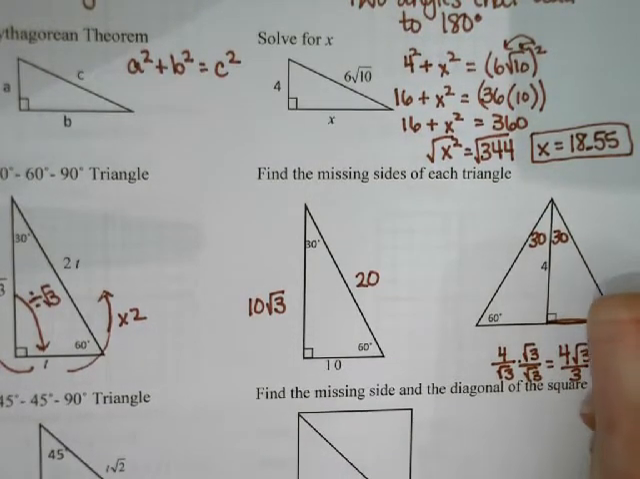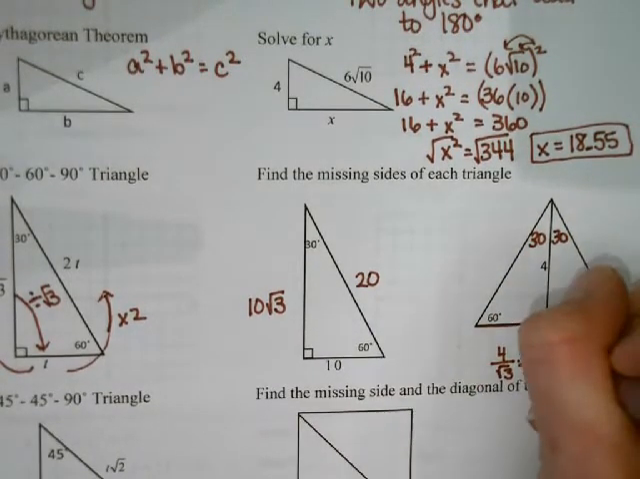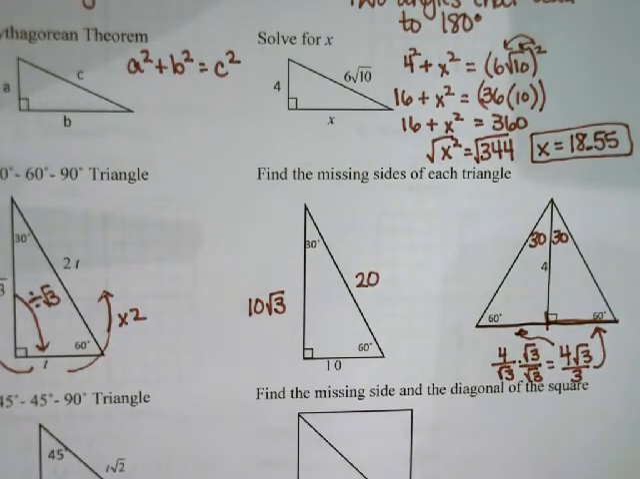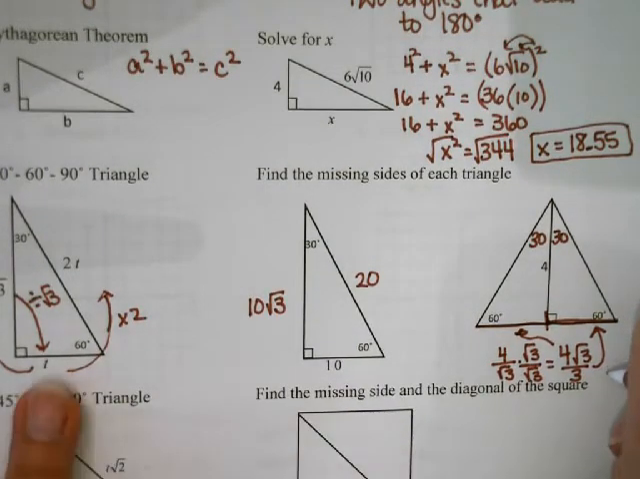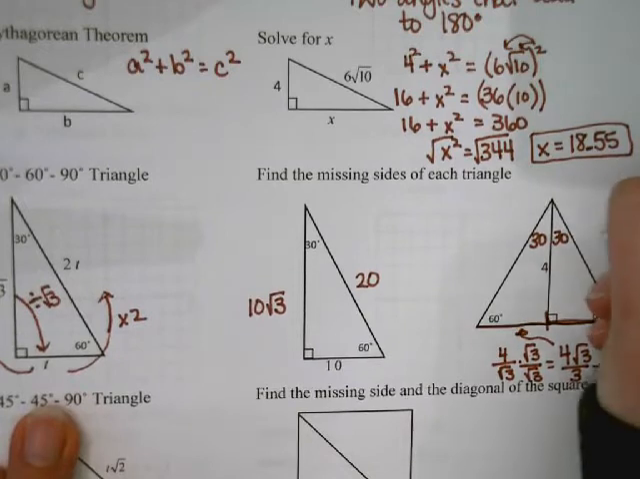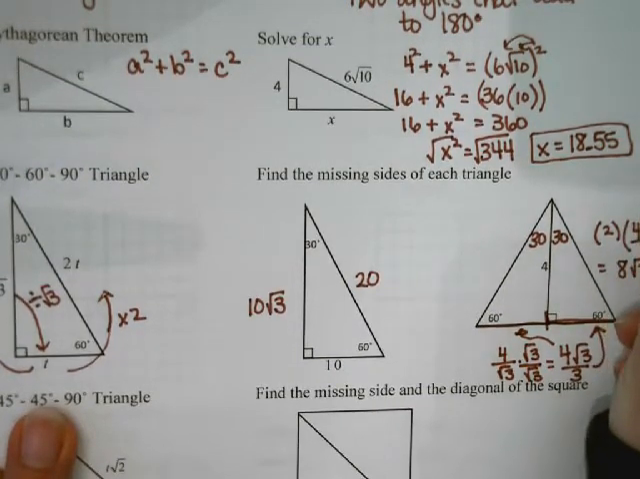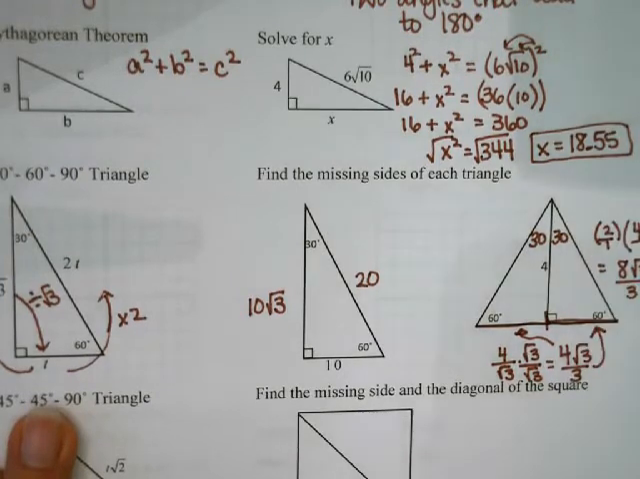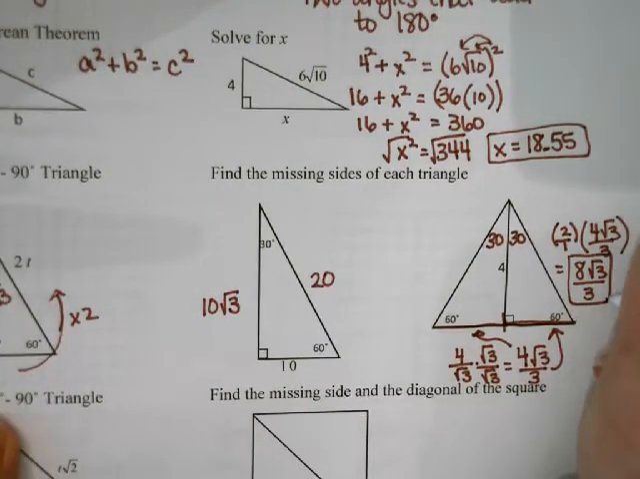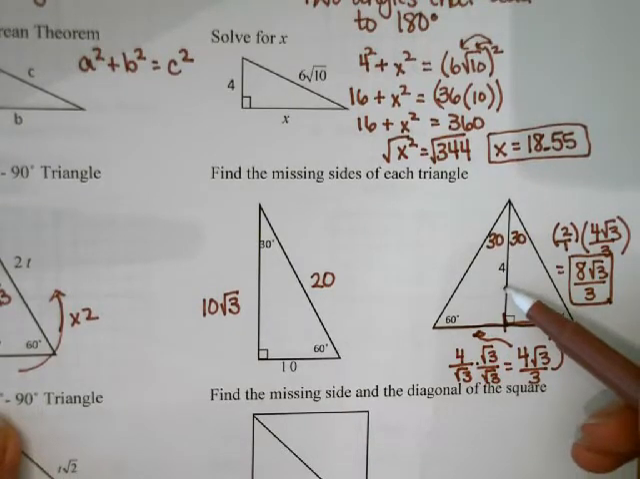And that's this side right here, which is also the same as that side right there. And now I'm going to take that 4 root 3 because I have my short leg, and I'm going to multiply it by 2 to get the hypotenuse. So 2 times 4 root 3 over 3 becomes 8 root 3 over 3. So the hypotenuse is 8 root 3 over 3. The short leg is 4 root 3 over 3. And the long leg, which they gave us, is 4.